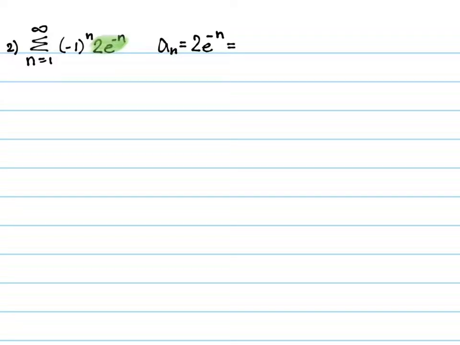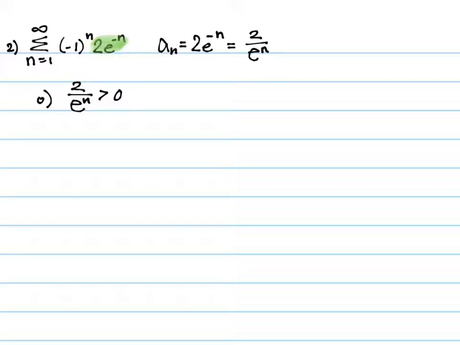And there might be a better, maybe more helpful way of writing that. How else could we write 2e to the negative n? 2 over e to the n. Yeah, 2 over e to the n. Okay, so again, the first condition, 0 if you will, 2 over e to the n. Is it positive? Yes. Yeah, this is greater than 0.